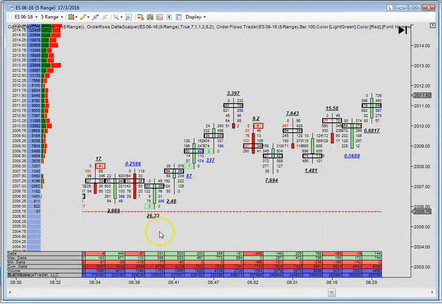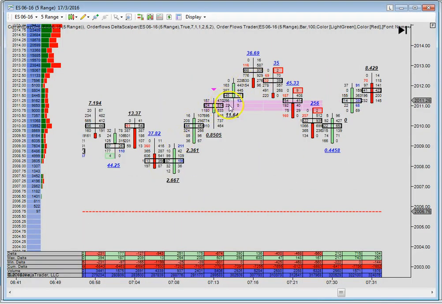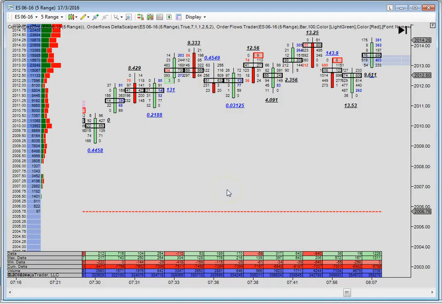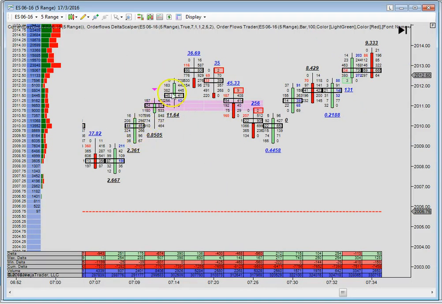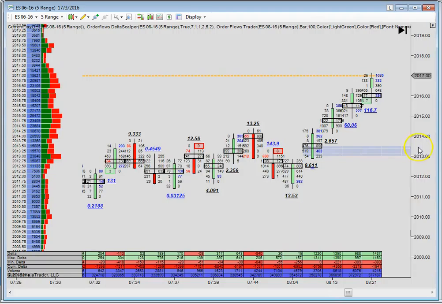Okay, now we'll take it on a smaller time frame. This is an E-mini 5-range chart. And there was a sell signal here. It didn't work out. We took out the high of the bar. So if you had a stop up here, you're getting stopped out. But you're waiting for the next signal.